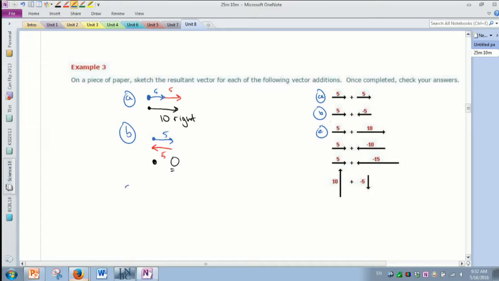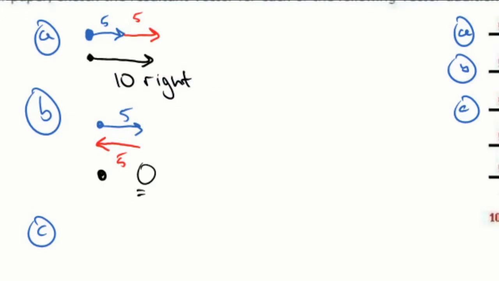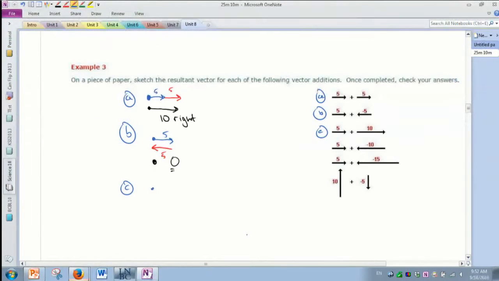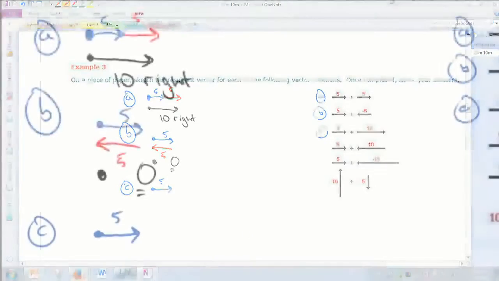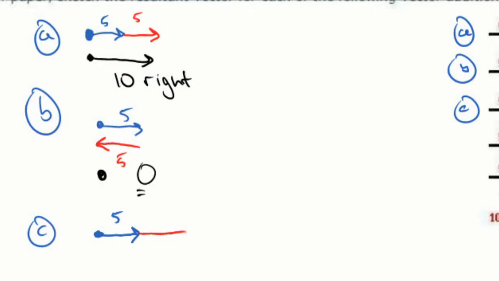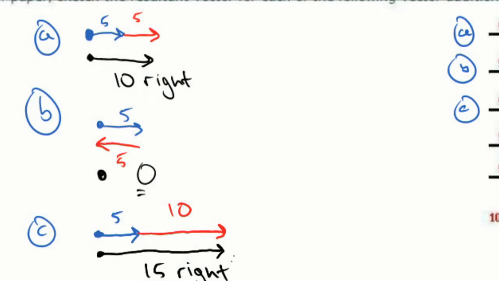The third one we'll call C. My first arrow here is 5. I have my starting point, I have 5, and then my red arrow is going to be twice as long. That's going to be 10. So if I start here and I end over here, I've traveled 15 to the right.